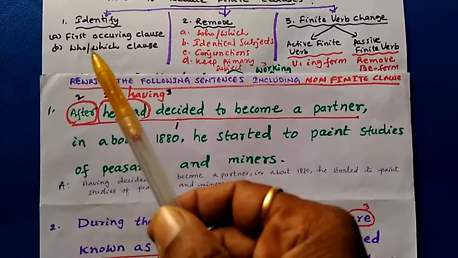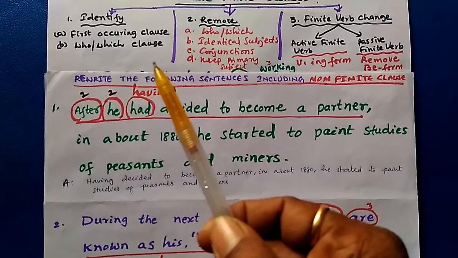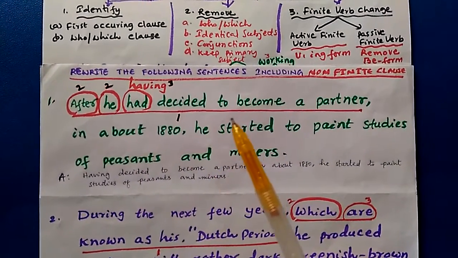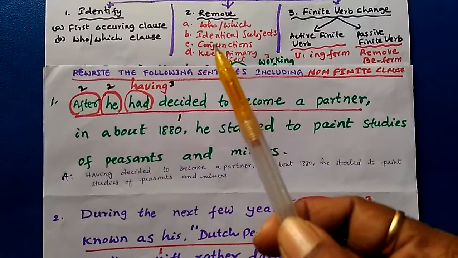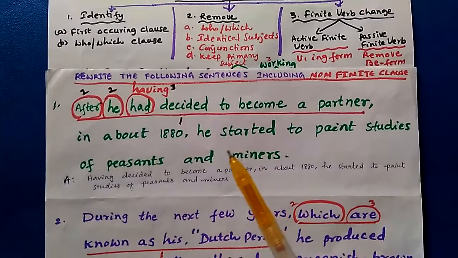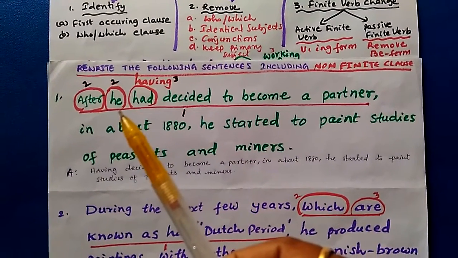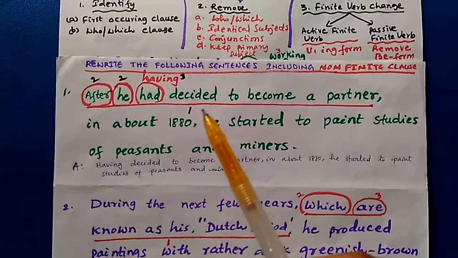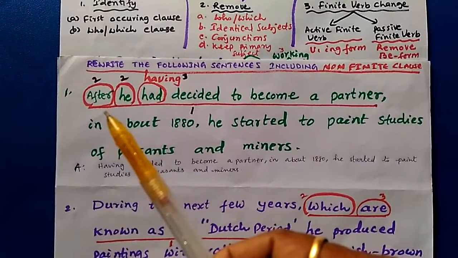First one, we have to identify the first occurring clause or relative clauses. Here the first occurring clause is underlined. And next, second one, we have to remove the identical subjects. Here the identical subjects are he and he. So one of the identical subjects, he, is removed in the first occurring clause. This is rule number 2. And one more thing is that the conjunction after is removed here.